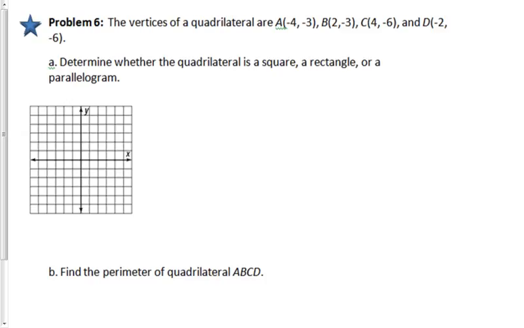All right, last one is problem 6. We have these vertices, -4, 3, -3, 2, -3, 4, -6, and -2, -6. So what I first want to do with this is to graph it. Let's take a look at this and graph those points. So -4, -3. 1, 2, 3, 4. 1, 2, 3. 2 and -3. 1, 2, 1, 2, 3. 4, -6. And then -2 and -6.